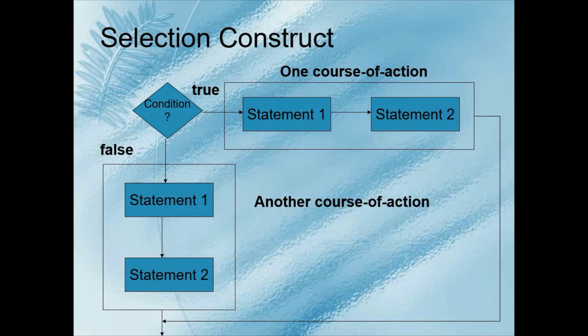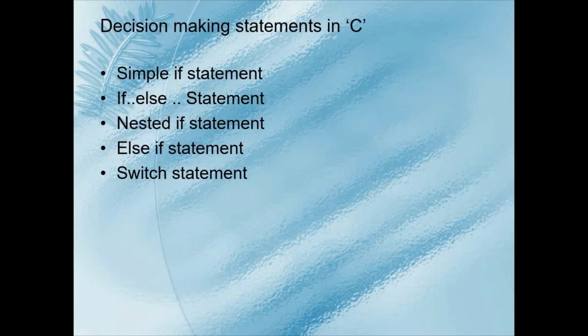The slide shows how the selection construct or decision making construct executes the statements. As we discussed just now, there will be a condition. Based on the condition, it selects the block of statements. If the condition is true, this block of statements gets executed. If the condition is false, it skips these statements and executes this other block of statements. So based on the condition, it selects the statements to be executed. In C, there are various decision making statements: simple if statement, if else statement, nested if statement, else if statement, and switch statement. Let us learn these statements one by one.